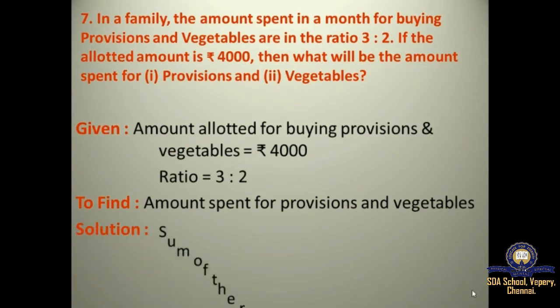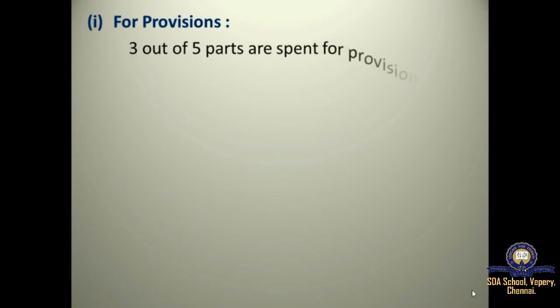Okay, now the solution: you are going to find the sum of the ratios. It is similar to the previous sum. The first step is to find the sum of the ratios, that is 3 plus 2 is equal to 5. Now first, you are supposed to find for provisions. 3 out of 5 parts are spent for provisions, right? What is the ratio given in the question? It is 3:2. So among 5 parts, 3 parts are spent for provisions.